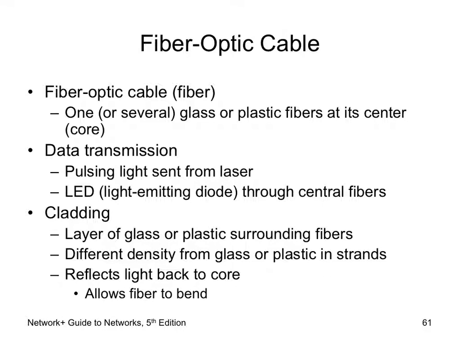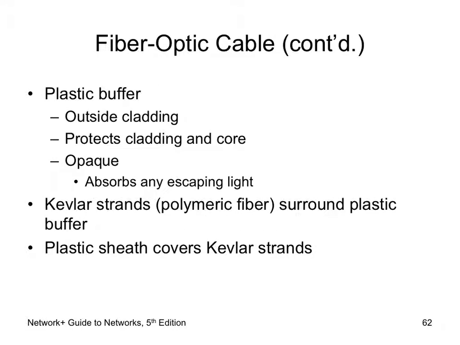The way transmission works on fiber, unlike other transmission mediums like Cat5 and coaxial, is light pulses sent from a laser or LED light emitting node through the central fibers. The cladding can be layers of glass or plastic surrounding the fibers, of different density from the core, and it reflects the light back into what's called the core. You can bend it, move it, turn it, and no problem, it'll flow through there just fine.